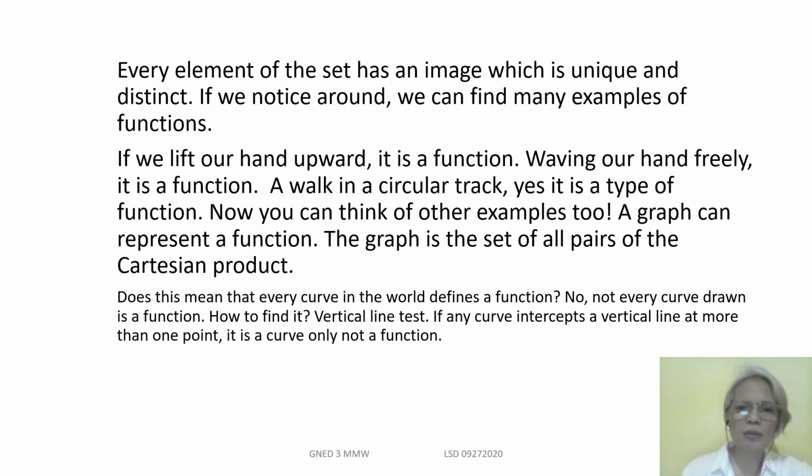Okay, so the parts of our body can also define a function, no? Our hands can be used for writing, for clapping. We cannot use our feet for clapping, right? We use our eyes for seeing, so that's a functional relationship. We don't use other organs for seeing, only our eyes.